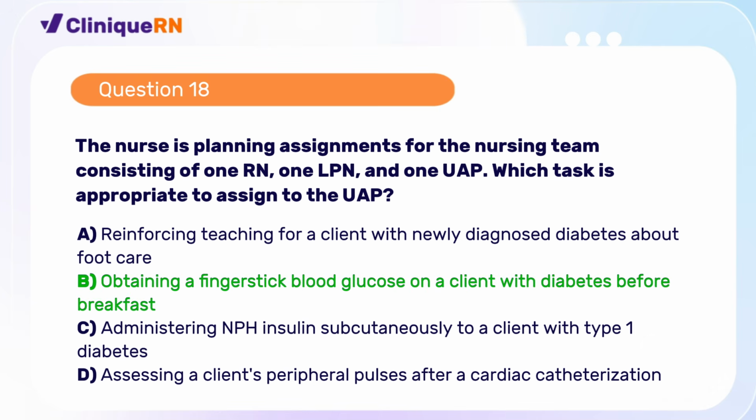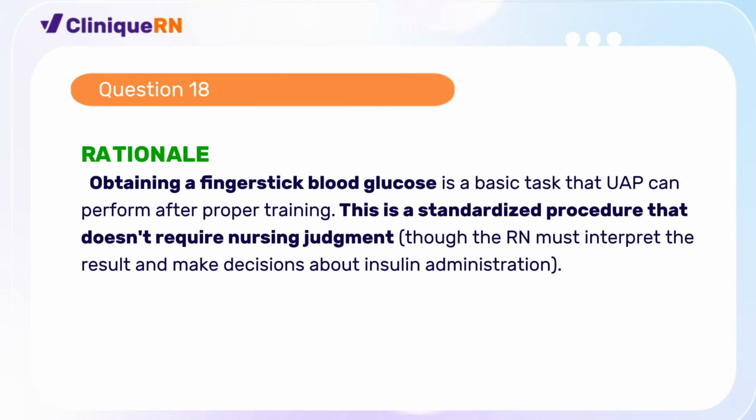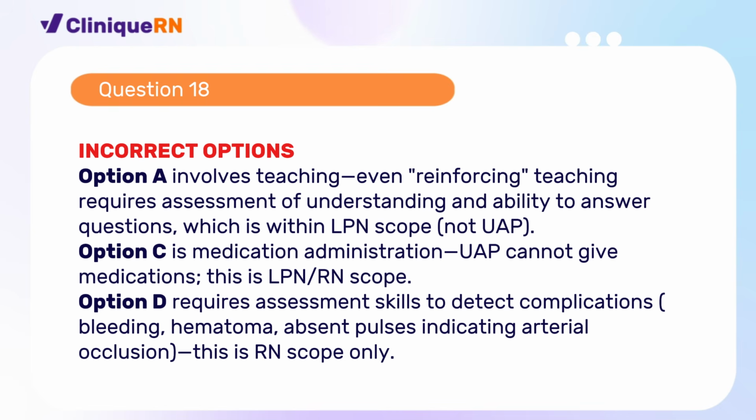The correct answer is B. Obtaining a fingerstick blood glucose test on a client with diabetes before breakfast. Rationale. Obtaining a fingerstick blood glucose is a basic task that UAP can perform after proper training. This is a standardized procedure that doesn't require nursing judgment, though the RN must interpret the result and make decisions about insulin administration. Option A involves teaching. Even reinforcing teaching requires assessment of understanding and ability to answer questions, which is within LPN scope, not UAP.